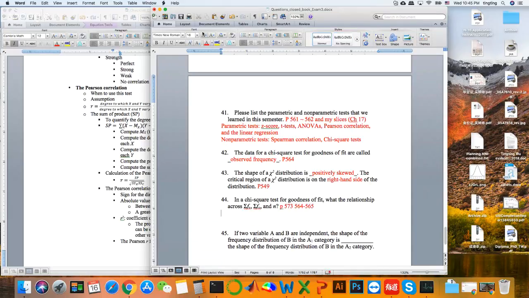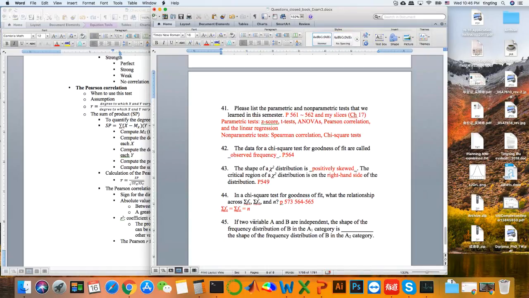So their relationship is: fe is the expected frequency and fo is the observed frequency. The sum of each equals n, which is the sample size, how many subjects in total.